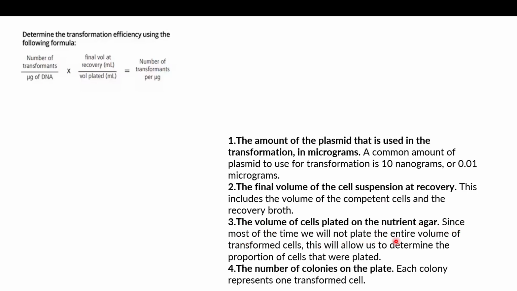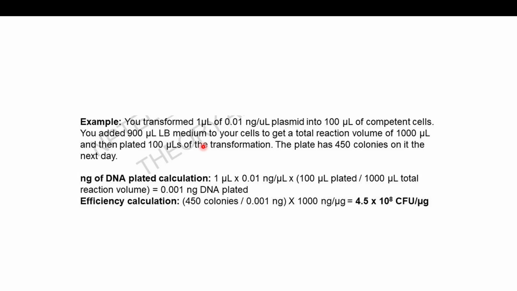Since most of the time we will not plate the entire volume, it is not really possible to plate 1 ml of culture. Usually we take 50 microliters or 100 microliters and then plate it on an agar plate. Definitely the number of colonies that eventually grow on the agar medium also determines the transformation efficiency. So this is an example.